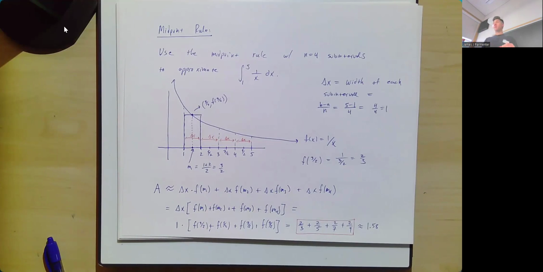N is the number of subintervals, and it's going to be prescribed to you. They're going to tell you to do the approximation with n equal to 2 subintervals, or n equal to 4, or n equal to 6. Probably 2 or 4, somewhere not too big. 4 is a pretty typical choice.